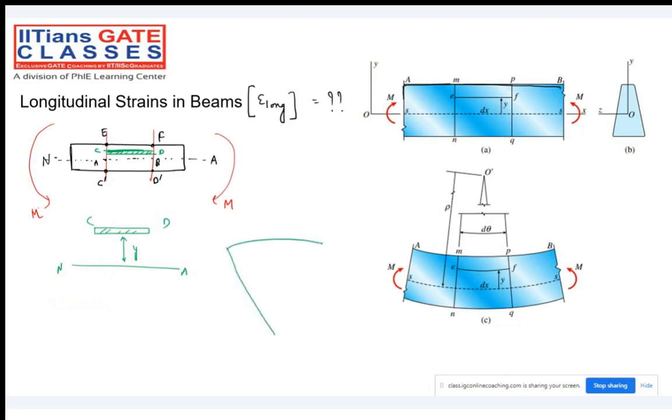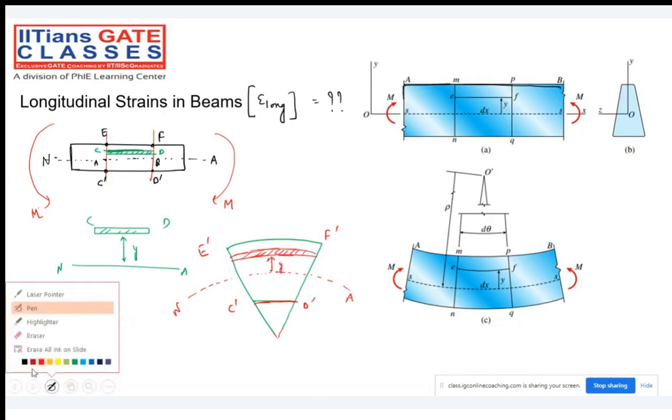Just focus your attention on this part of the beam. The top fiber EF will be compressed. Will be what? Elongated, and the bottom one will be compressed. But there is one layer where no compression and no extension will happen. That is the neutral axis, rather, a neutral surface. And this particular hatched fiber is at a distance y from the neutral axis.